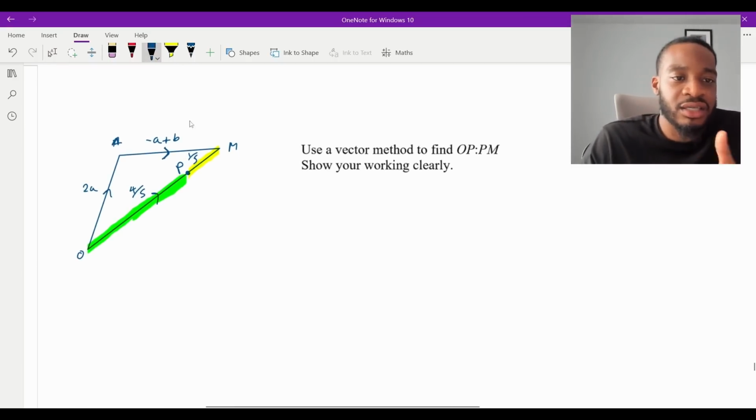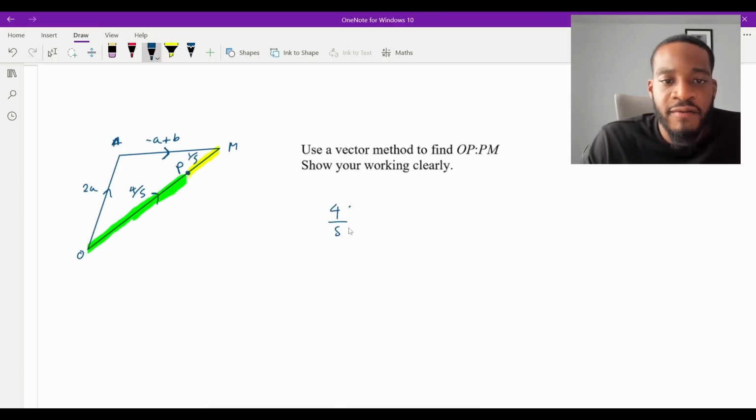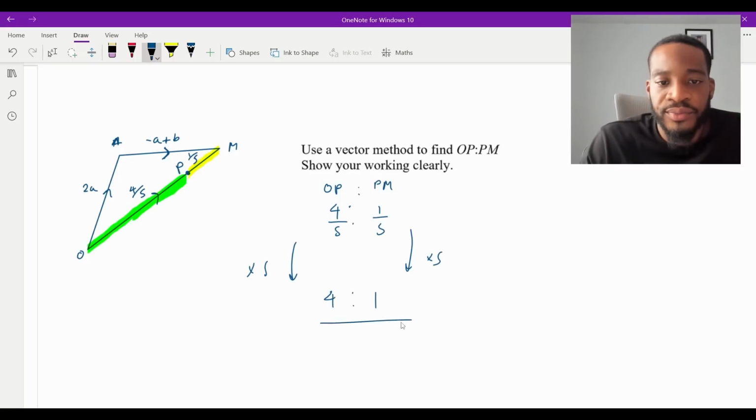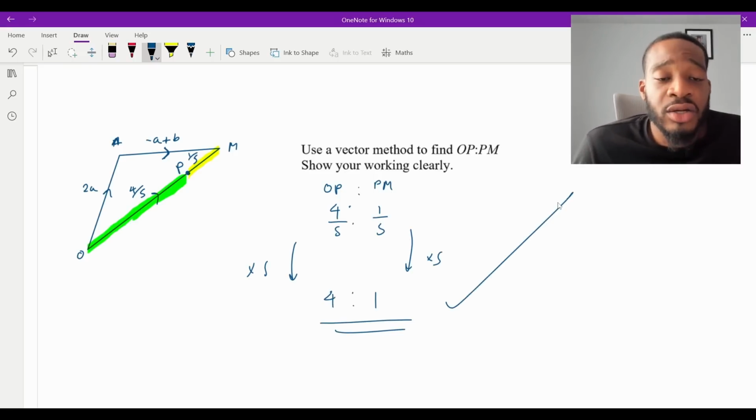So what would the ratio be? Well, it's very easy. It's 4 to 1. But what you could do is just say, well, it's going to be 4/5 to the ratio of 1/5. That's O to P. That's P to M. Now you could just times by 5, can't you? So it becomes times by 5 on both sides. So it's just going to be 4 to 1. And that is it. And that is the answer. And that is question 20 finished.